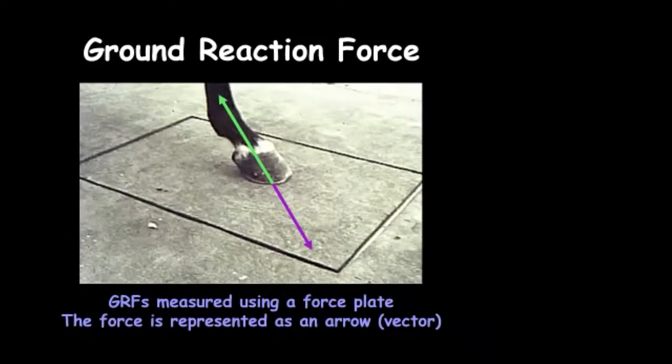Now, when the hoof exerts a force against the ground, the ground also exerts a force back against the horse's limb. And that force can also be represented by an arrow. The arrow is the same length as the force pushing into the ground. It acts in exactly the opposite direction, and it has the same point of application. So that's really just Sir Isaac Newton's third law of motion. For every force, there's an equal and opposite force acting in the opposite direction.